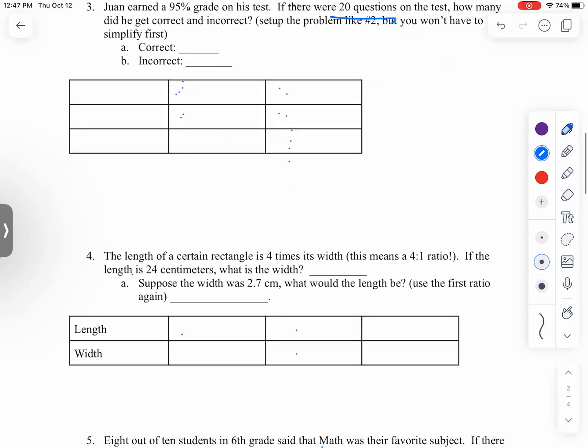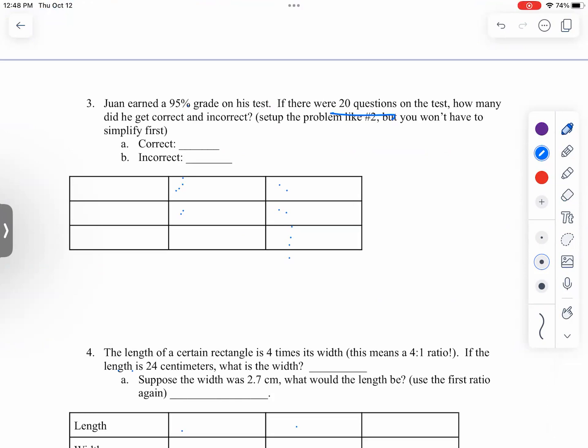All right, number 3, similar skill here, but you don't have to simplify. He earned a 95% grade on his test. So that's the part he got right, the percent he got right or correct. We're looking for how many he got correct and incorrect. So correct, and then incorrect, and then the total. We know he got 95% right out of 100 because percent's out of 100. That means he only had 5% wrong.